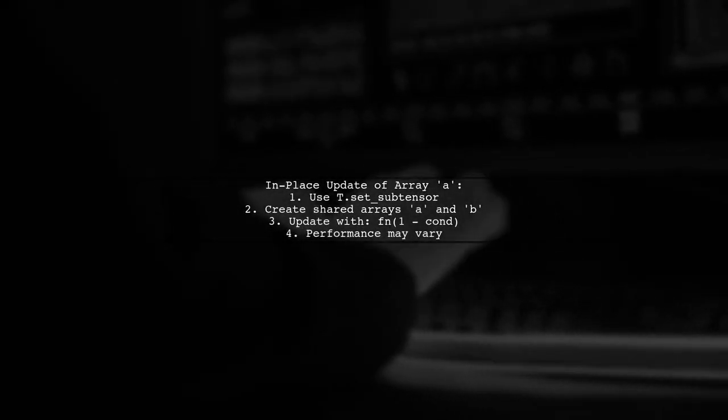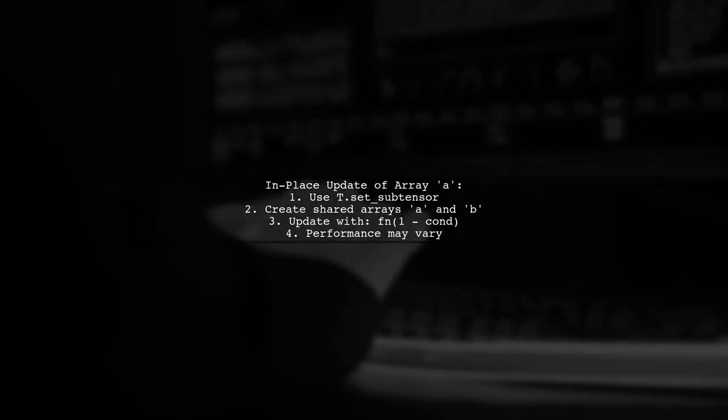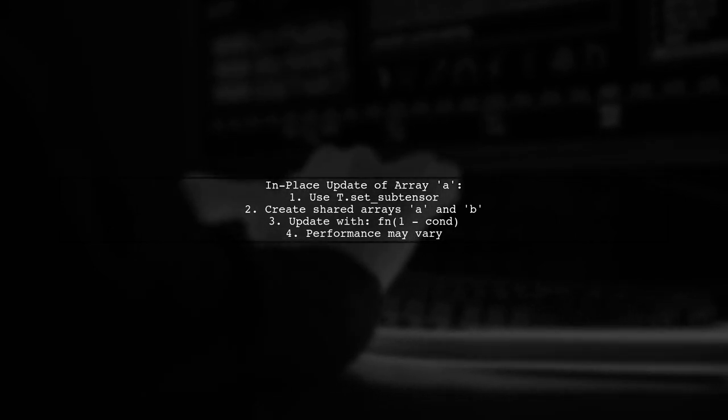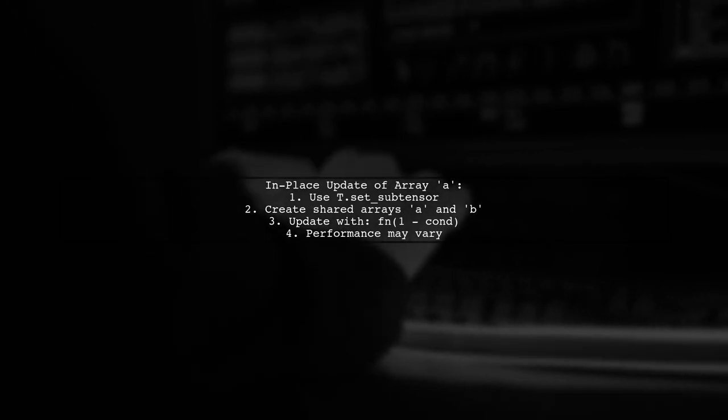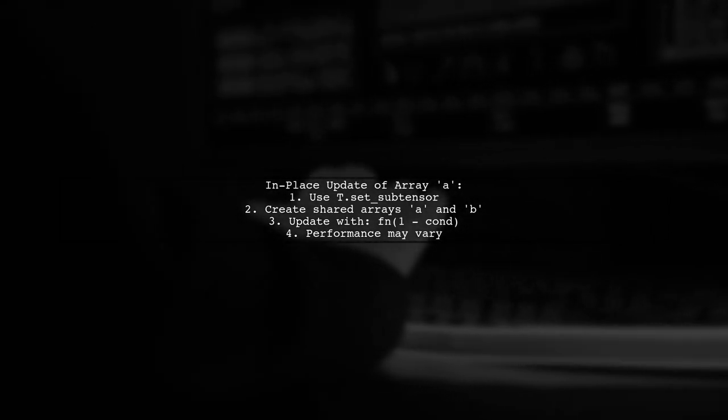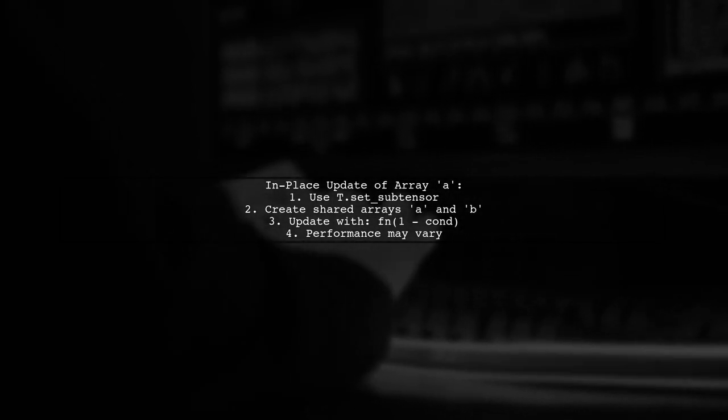If you want to update array A in place, you can use the T-set-subtensor function. This allows you to selectively update elements based on the condition, but performance may vary depending on the size of your arrays.